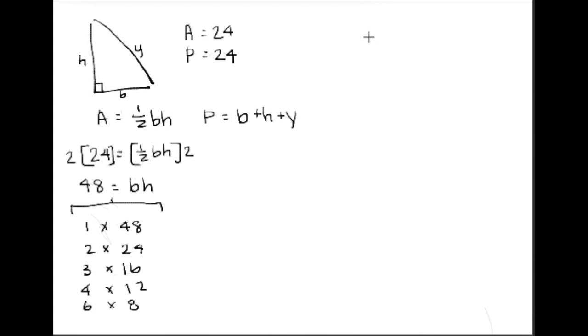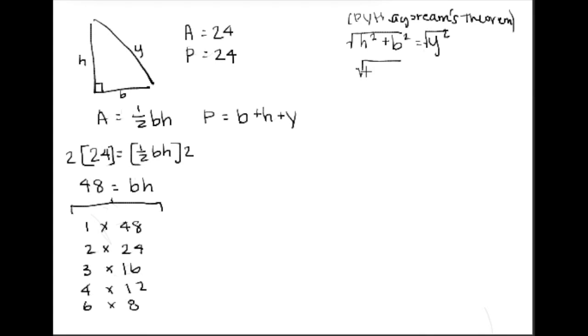Alright, so now I'm going to use Pythagoras' theorem, which usually looks like a squared plus b squared equals c squared, but in our case, because of the way that we drew the triangle, it's going to be h squared plus b squared equals y squared. And I'm going to plug in those different combinations. I'm going to basically guess and check with those 5 different combinations of numbers to see which one satisfies both Pythagoras' theorem and my perimeter equation. So I'm going to solve for y here for the Pythagoras theorem. So y equals the square root of h squared plus b squared.